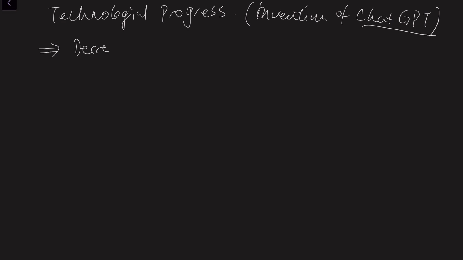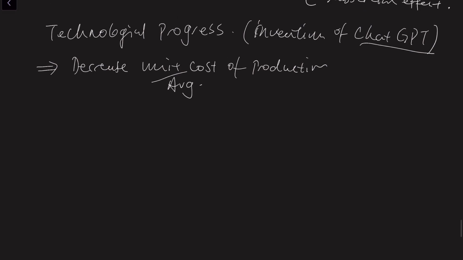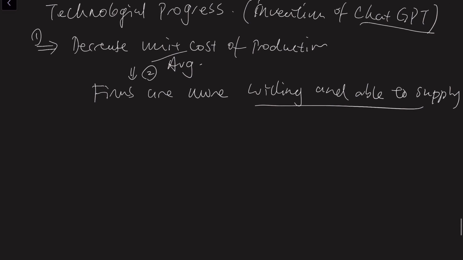This decreases unit cost of production, or you can say average cost of production. And then the consequence of this is that firms are more willing and able to supply. This is also extremely important. So those are very important links that you must state in your extended response questions. Otherwise, you will have marks taken off. So be very careful of this.